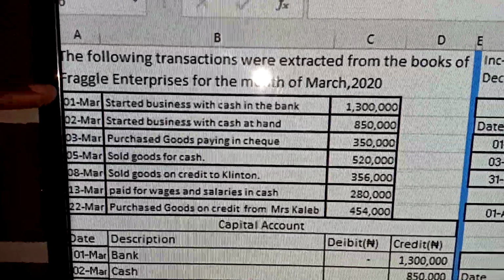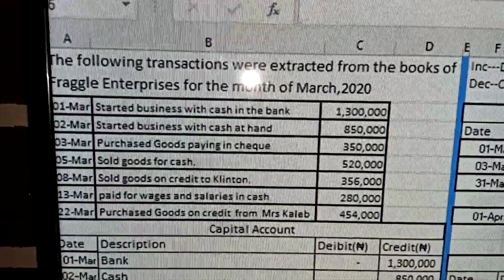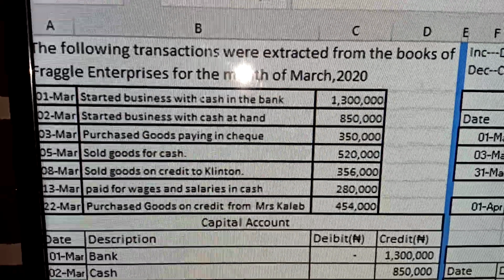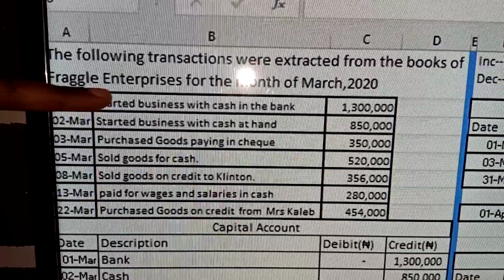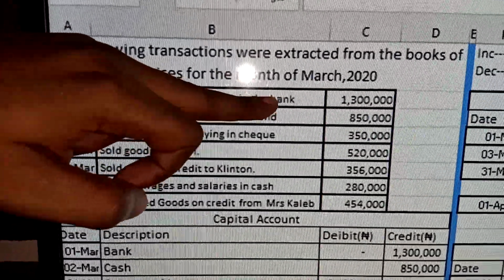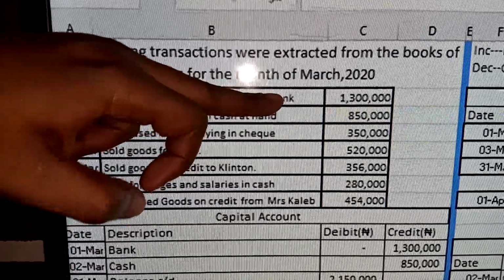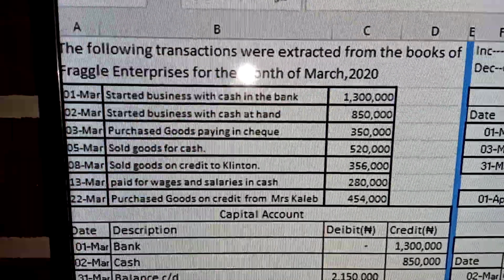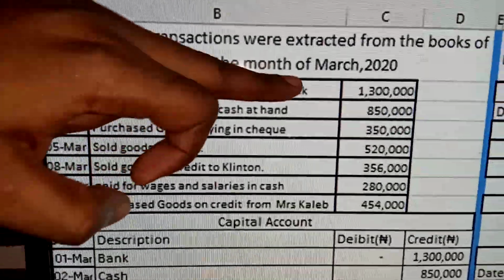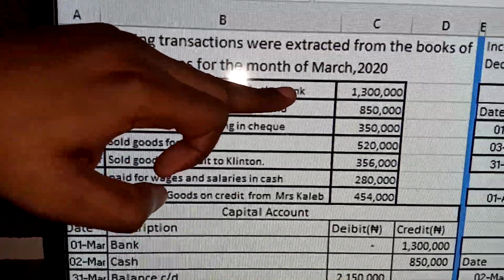The first one here said, 1st of March, started business with cash in bank. Remember, I told you that when you start a business, we refer to it as capital. So there are two items identified here. Capital and cash. Cash here is cash at bank. So we have two accounts identified in this transaction, capital and cash at bank. Cash at bank is an asset.